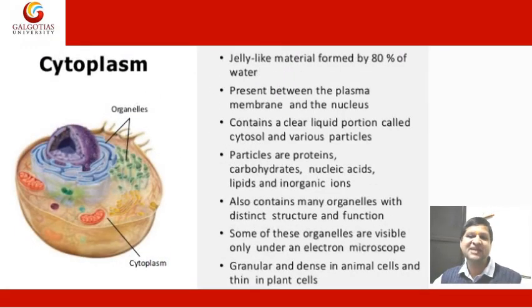Cytoplasm, a jelly-like material formed by 80% water, present between the plasma membrane and the nucleus. It contains a clear liquid protein portion called cytosol and various particles. Particles are proteins, carbohydrates, nucleic acids, lipids, and inorganic ions. It also contains many organelles with distinct structure and function. Some of these organelles are visible only under an electron microscope, granular and dense in animal cells and thin in plant cells.